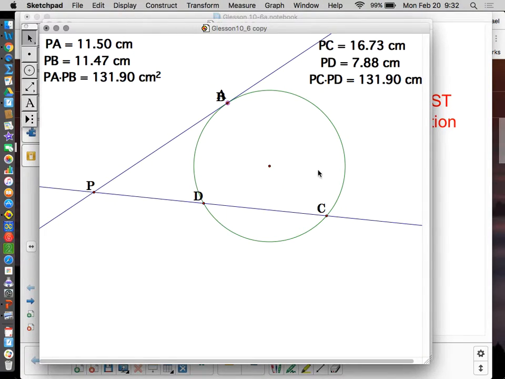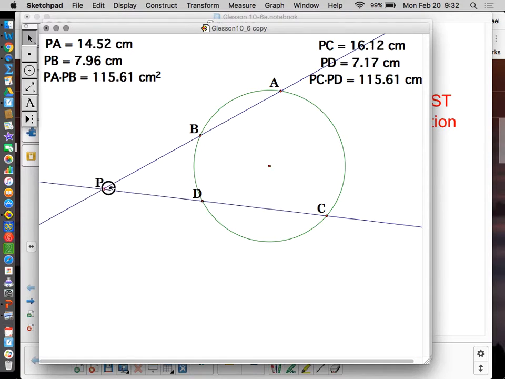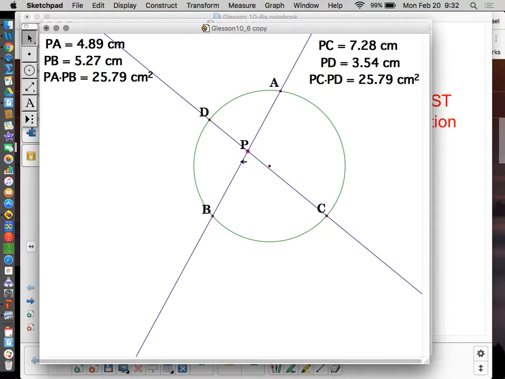But what do you notice about every one of these segments we're measuring? We always go back to the point of intersection. And it doesn't matter if the point of intersection is on the inside. PA times PB equals PC times PD every time. That's basically everything we're doing in this section. It's that one idea, and we're going to practice that.